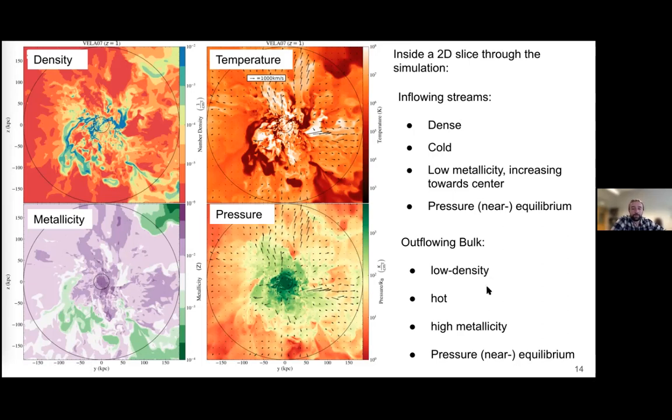And the outflowing bulk material is low density and high temperature. You can see that it's outflowing when we add the velocity arrows here. So it's going pretty fast, at about 1,000 kilometers per second. And the other thing I want to bring your attention to is that neither of these things show up in the pressure plot. Pressure is actually not super indicative of these inflowing streams. They're not at low or high pressure really, compared to the outflowing bulk.